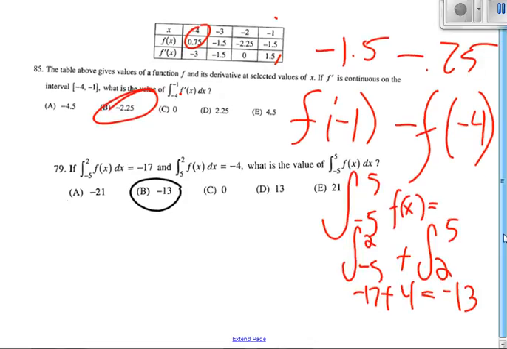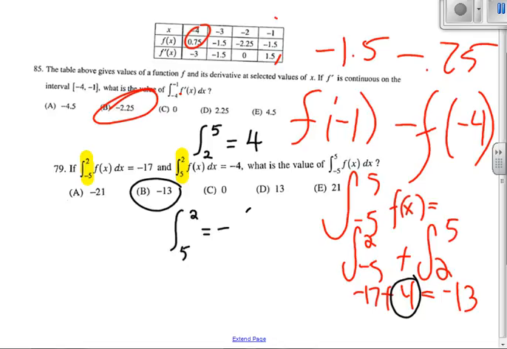When you look at this, okay guys, Adam, this goes from negative 5 to 2, and this goes from 5 to 2. So you have to reorder this from 2 to 5. And when you do that, it becomes positive 4. So everybody see why it's a positive 4 and the answer is not A? Right. Because the integral from 5 to 2 is opposite the integral from 2 to 5. Okay, we ready to move on?